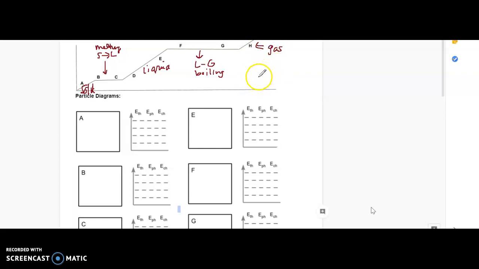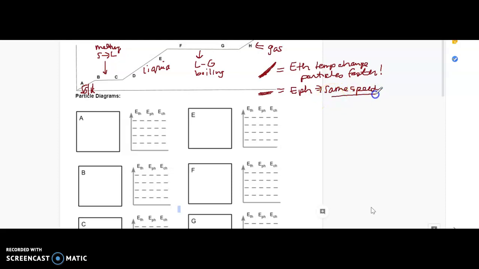All right, so on the diagonals, there is a temperature change, which was an ETH. Temperature change, okay, particles are getting faster. Right, the particles are getting faster when there's a temperature change on the diagonals, on the ETH, okay? On the flat parts, there is a phase change, EPH, okay? The particles are at the same speed, right, because there's no temperature change, but they're changing arrangement.